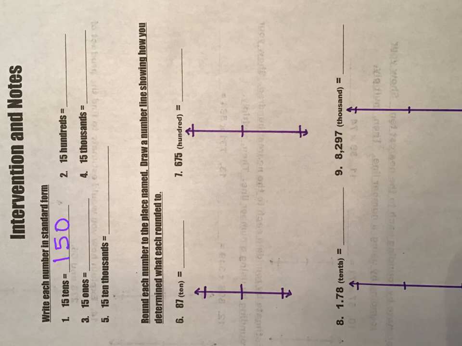In number two, it says 15 hundreds. That is the same as saying 15 times 100, which would be 1,500. 15 ones, of course, is just 15. That's the same as saying 15 times 1.